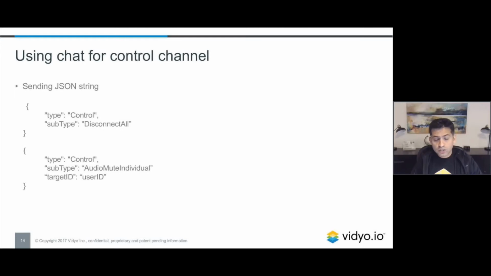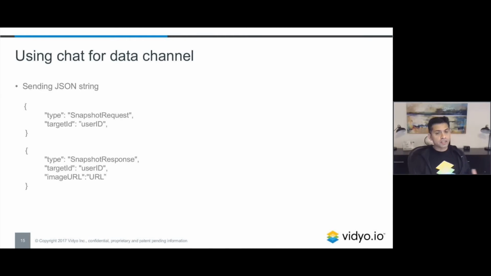You can also do something smarter, like sending individual mute controls. So you can say, I'm defining this JSON string where it's a control type, where the subtype is mute a particular individual or mute everybody. You can either have everybody mute or you can have a targeted person mute. That way you can look at a particular list of participants and mute and unmute somebody from an admin page. So you can add this logic in your application.